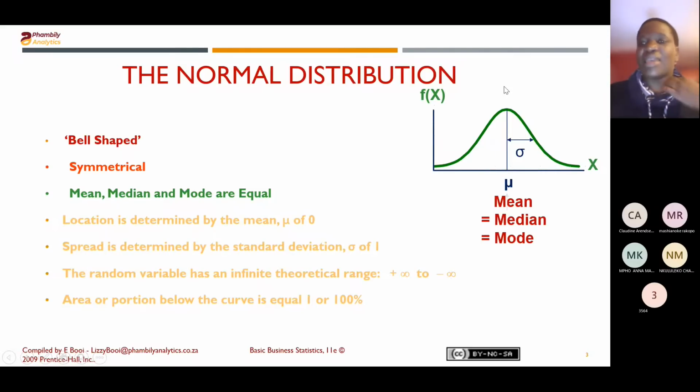So in the middle, when you split this, on the left-hand side it represents 50% of the data. On the right-hand side of the mean, 0, it will represent the other 50% of the data. And those are the probabilities. We're going to learn about those probabilities and how we find them as we go along.